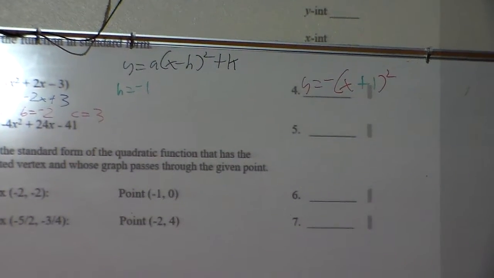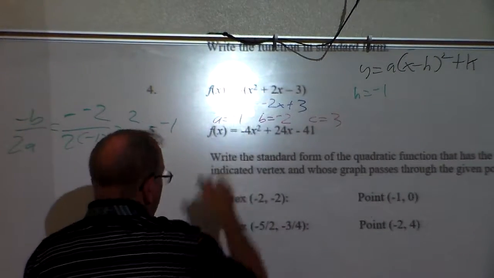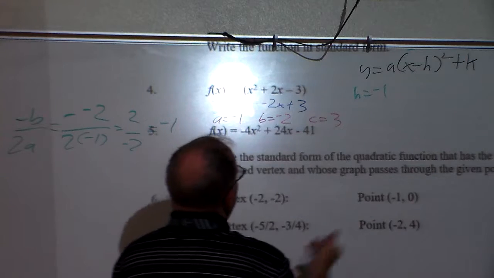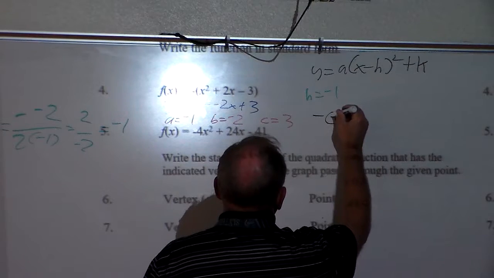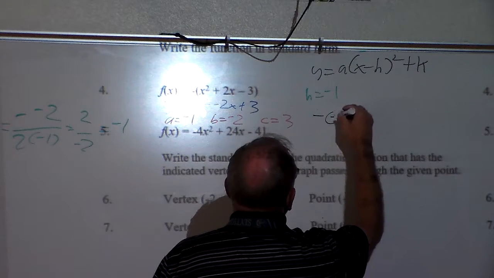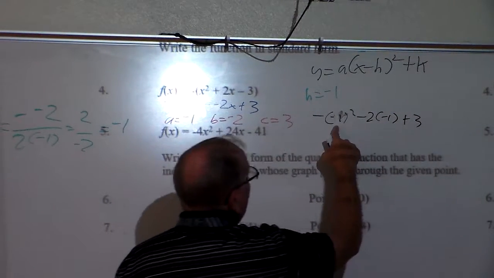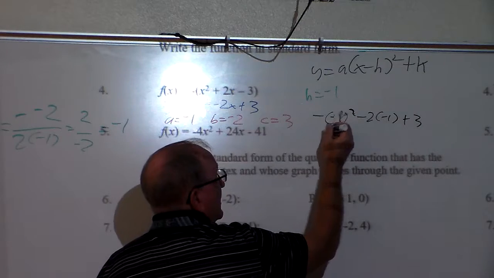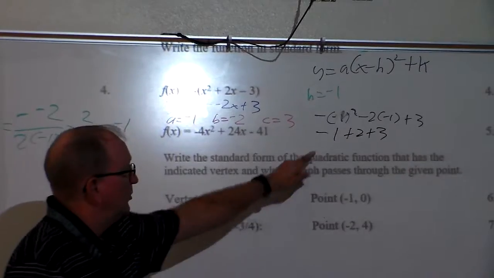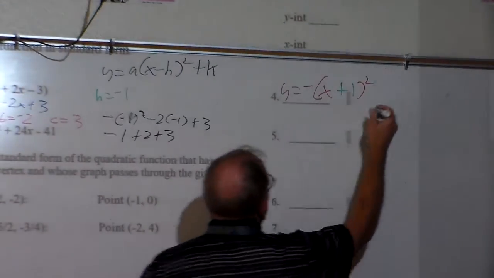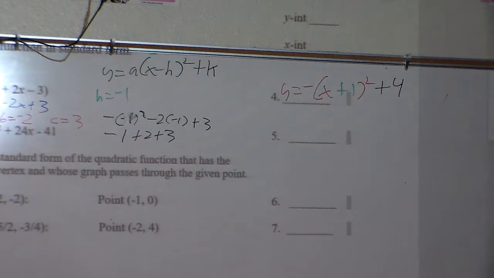How can I find k? Plug it in, plug it in. So now I'm just going to go up here. I'm going to probably plug it in that one. I think that one's a little easier in my mind. So I'm going to go negative of negative 1 squared minus 2 times negative 1 plus 3. Well, negative 1 squared will be positive 1, make it negative, so it's negative 1, plus 2, plus 3. Well, negative 1 plus 2 is 1, and 1 plus 3 is 4. So k is 4. I just wrote that one in standard form.